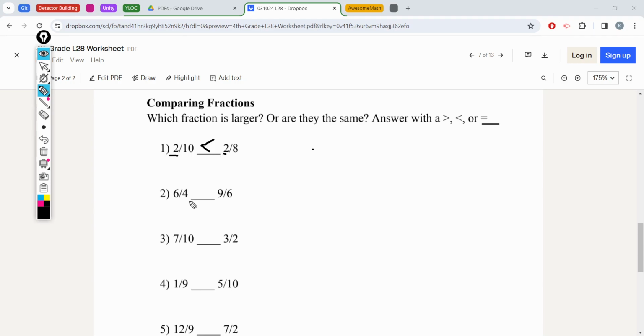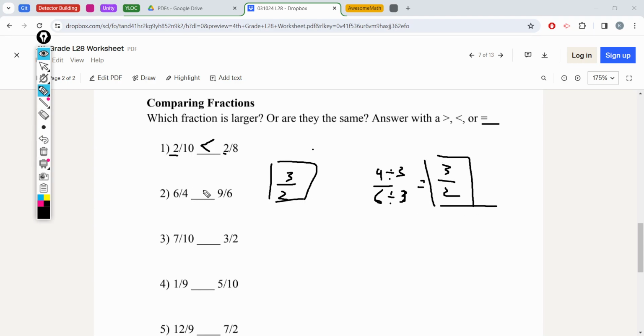For this next one, we can try a different tactic. We could try simplification. We realize that 6/4, we can divide top and bottom by 2 to simplify this fraction. So to simplify 6/4, we can get 3 over 2. And we can do the same thing for 9/6. If we do 9 over 6, but then we divide by 3 on the top and the bottom, then you get 3 over 2. And you'll notice that these are actually the exact same. So you can say that they're equal.